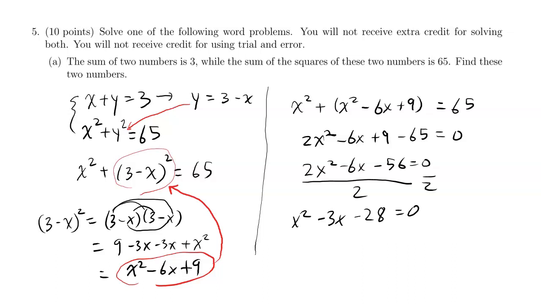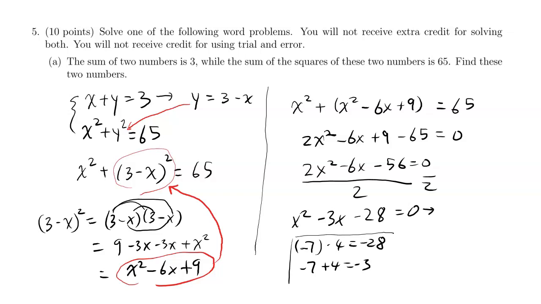And you can look for two numbers that multiply to negative 28 and add to negative 3. And I think negative 7 times positive 4 gives you negative 28, whereas negative 7 plus 4 gives you negative 3. I just did this really quickly, but by trial and error, you'll eventually come to this conclusion. So what does that mean?